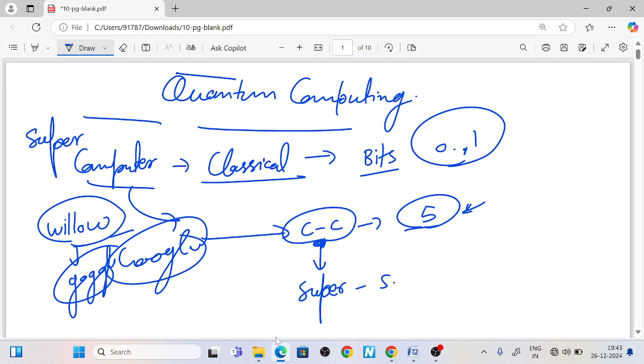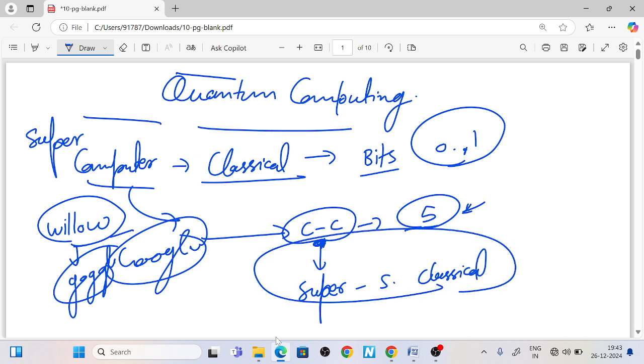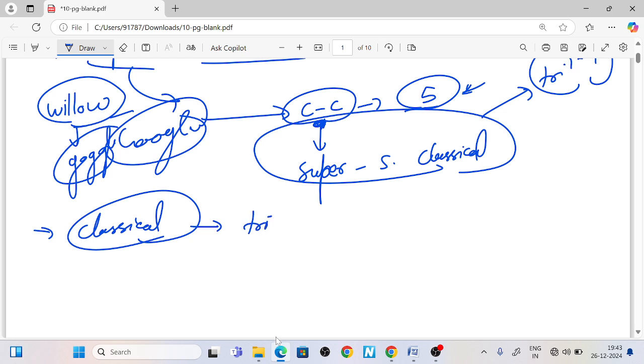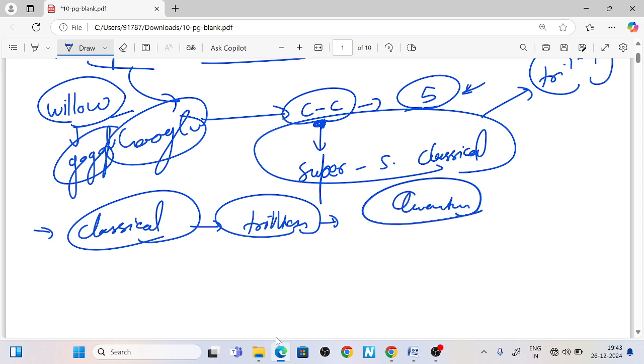supercomputer based on classical physics, this supercomputer would have taken trillions of years. The supercomputers we see today are based mainly on classical physics, and they would take around trillions of years to solve the same problem that is solved by the quantum computer within just seconds. Can you imagine how fast quantum computing is?